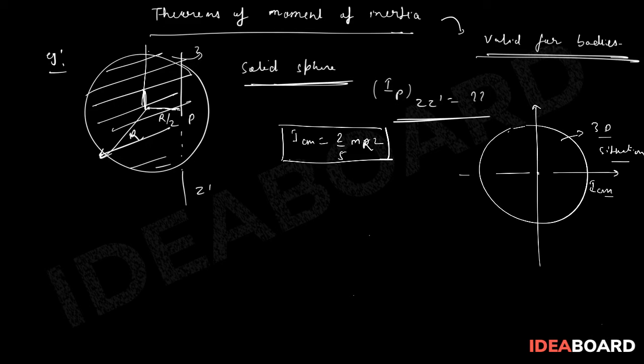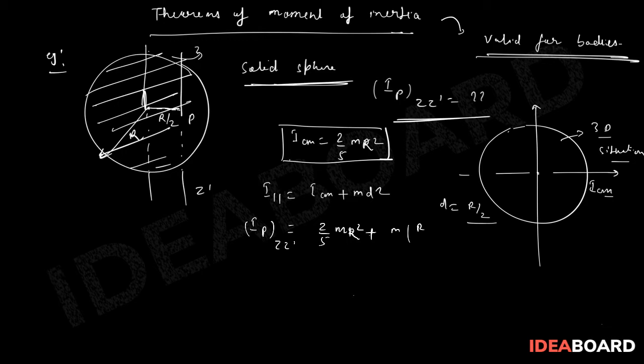Once we achieve the value of ICM, then we can say now I parallel is equal to ICM plus MD square, right? Here D is simply equal to R by 2 as per the question. So I parallel, I P Z Z dash, is equal to 2 by 5 mr square plus m into r by 2 whole square. So that is going to be 2 by 5 mr square plus mr square by 4.